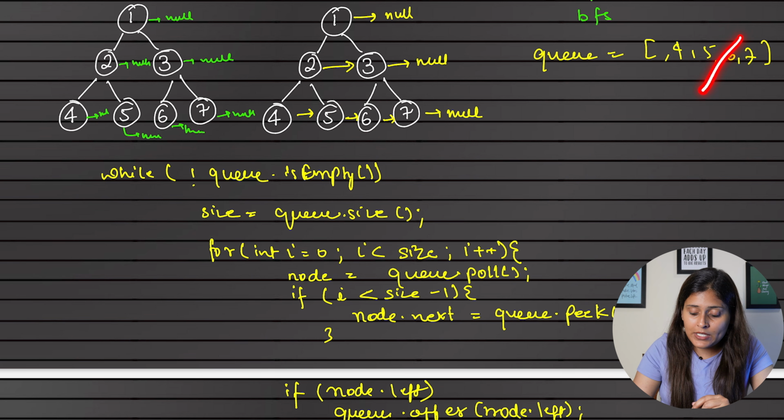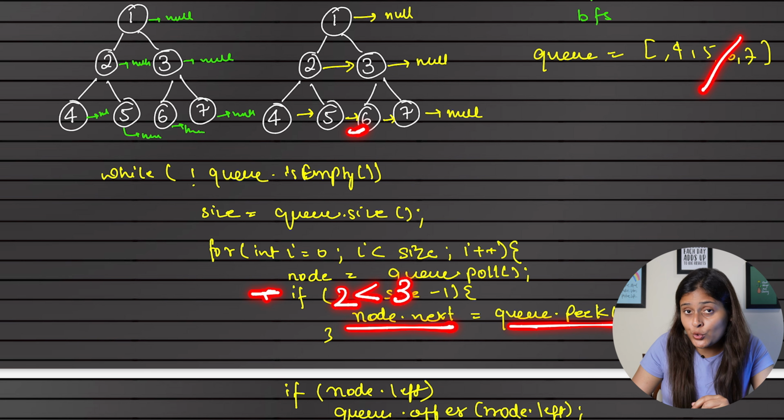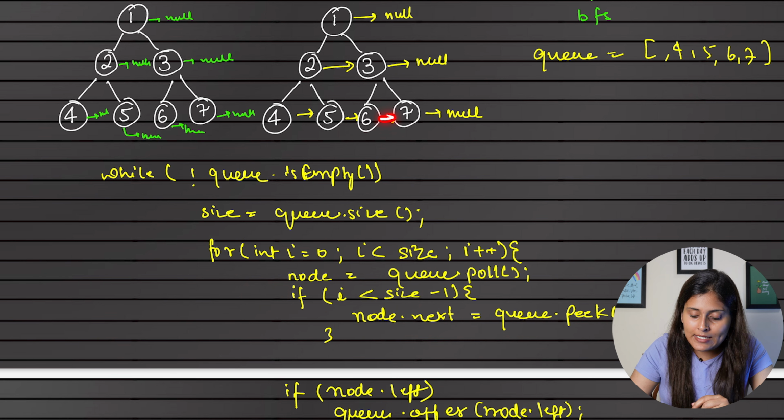Next time again we'll pop 6. For 6 we'll check, index is 2. Size minus 1 is 3. Is 2 less than 3? Yes. So node dot next, which is 6 dot next, will connect to q dot peek, which is 7. So this will also get connected.